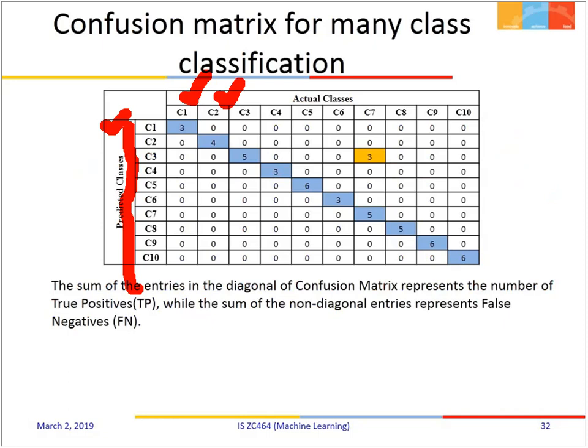C2's 4 samples were recognized as C2. C3's 5 samples were recognized as C3 correctly. But you can see that there were 3 samples belonging to class C7 but wrongly classified to be belonging to C3. In a way, it is a wrong classification. So that means any diagonal, upper diagonal or lower, upper triangular or lower triangular matrix, if it has a non-zero value, that gives the idea that your classifier did not perform good.